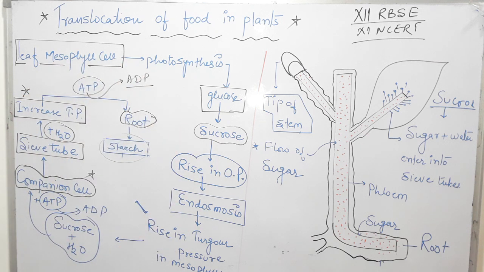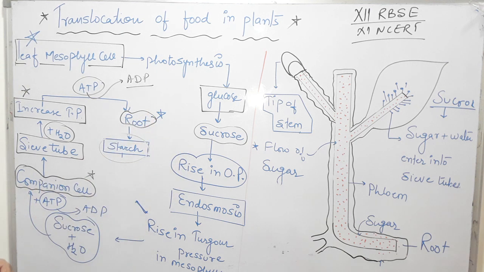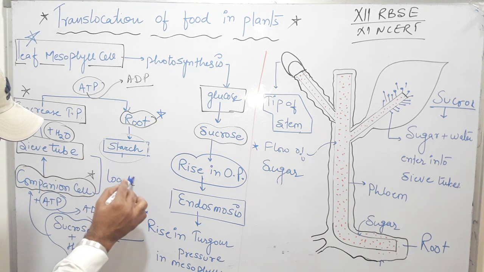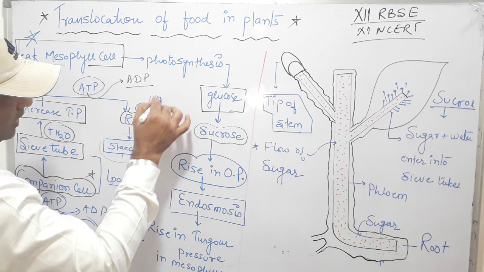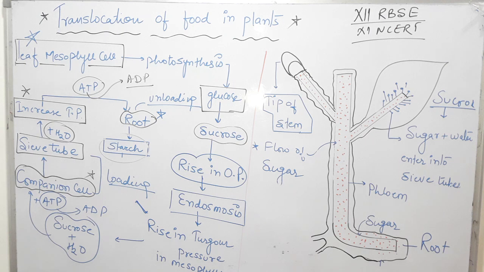Second is source to sink. Source is the leaf mesophyll cell and sink is the root, or the required cell or required branches of the plant. Third is loading and then unloading. Loading in sieve tubes and companion cells means the process by which sucrose and water enter into the sieve tubes and companion cell is called loading. And then unloading means the food enters into the root. So all the mechanism is explained with the help of this diagram. It is a ray diagram. You can take a screenshot of this diagram.